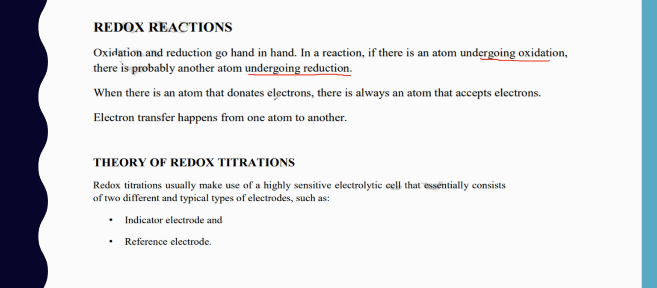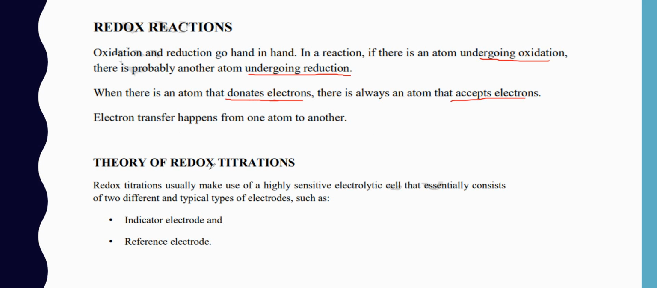When there is an atom that donates electrons, there is always an atom that accepts electrons. If someone is donating, there should be someone to accept the electron. So when there is oxidation, there is always reduction, and both reactions go hand in hand. Electron transfer happens from one atom to another, and thus redox reactions take place.